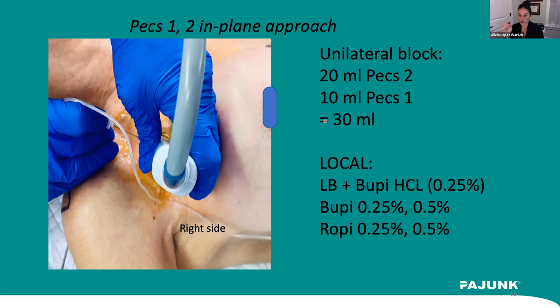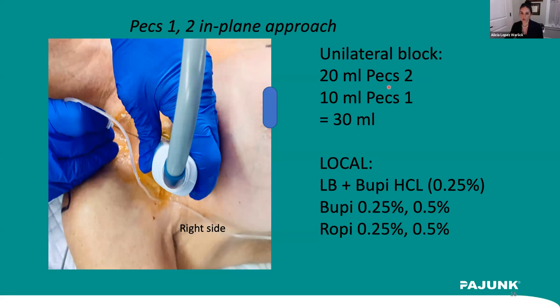Okay, so I get this question a lot. What do I place in this unilateral block? And remember that doing a PEC block 1 and 2 on one side is just a unilateral block. It's not going to be bilateral. So in order to have anesthesia or pectoralis block of the full chest, you have to do both sides. So on one side, a unilateral block of PEC 1 and 2, I would use 30 cc's of local anesthetic. I would put 20 cc's at PEC 2 location, and I would put 10 cc's at PEC 1 location. And I wrote it like that because remember I said that I place PEC 2 first, and then I withdraw the needle and I place PEC 1.